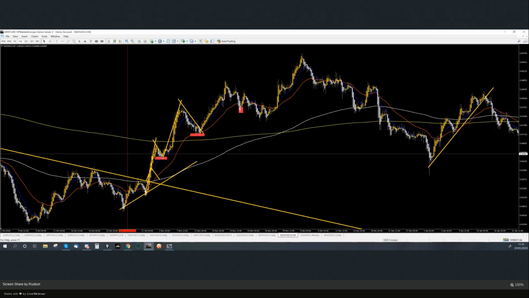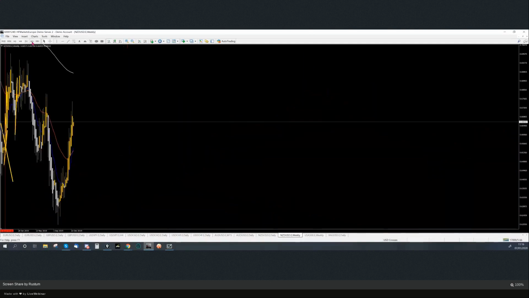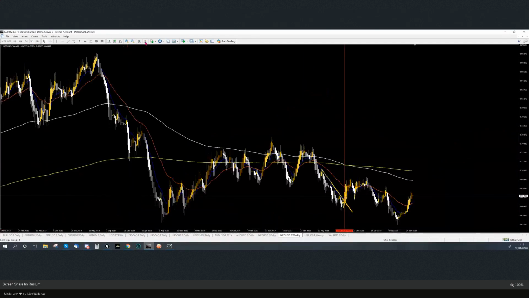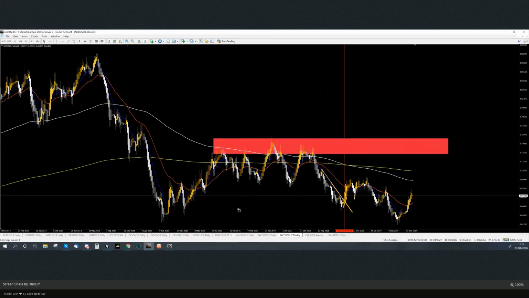Do it as much as you can, but try and do your zones. Like if you have, let's say, on the weekly, an area, just highlight a specific area there. Yeah, just so that you have some idea of what you were going to do anyway. So in this case you were looking to buy there. You were looking to buy there.